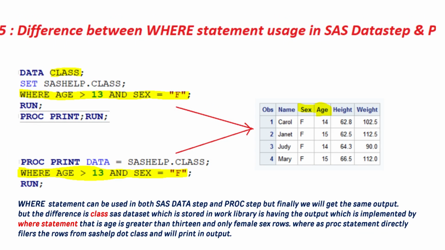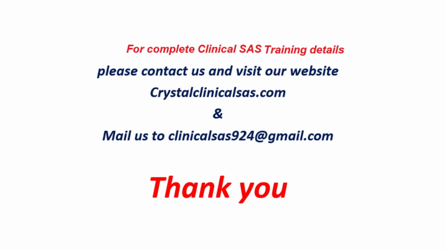Where statement can be used in both SAS data step and Proc step, and finally we will get the same output, but the difference is the class SAS data set, which is stored in the work library, has the output implemented by the where statement, that is age is greater than 13 and only female rows, whereas the Proc step directly filters the rows from sashelp.class and prints them in output. We will explore more details on many interview cracking questions.